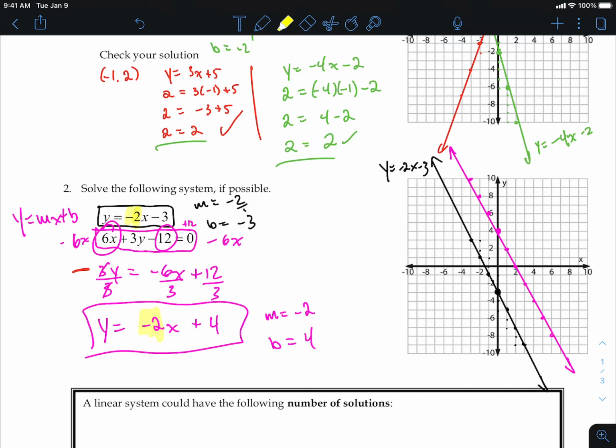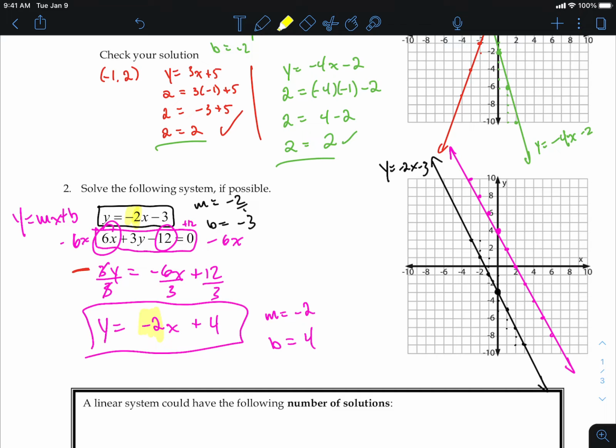So they can't have a solution because they never cross. They just go on and on like that forever. That's what they call parallel lines, right? Okay? Do we have any issues?